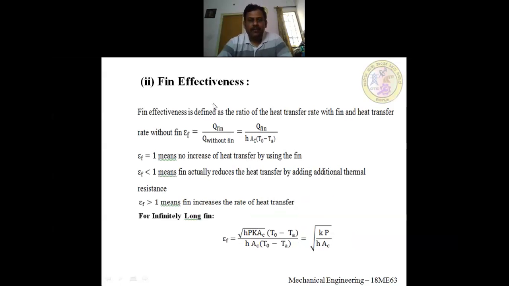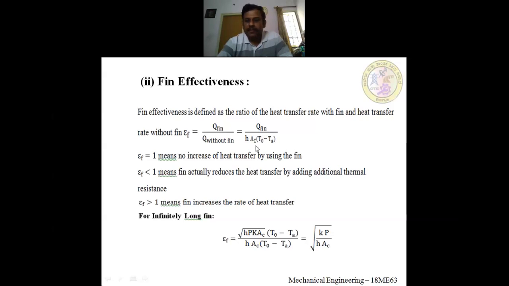Next, fin effectiveness. Fin effectiveness tells you whether putting the fin is useful or not useful, or whether putting the fin will increase the heat transfer, decrease the heat transfer, or have no effect. That will be told by fin effectiveness. In general, we are adding fins to enhance the heat transfer.